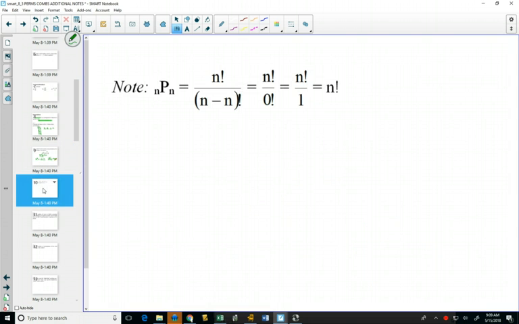Some special cases: if you have nPn, that means you're starting with n and you have n spaces. According to the formula, you get n factorial, and in this particular case is where the 0 factorial comes up. And you might remember from before when we defined factorials that 0 factorial doesn't fit the normal definition of factorials because you can't start at 0 and go down to 1. But 0 factorial is defined to be 1. It's just equal to 1 by definition. And one of the reasons is so that this formula works in all cases.